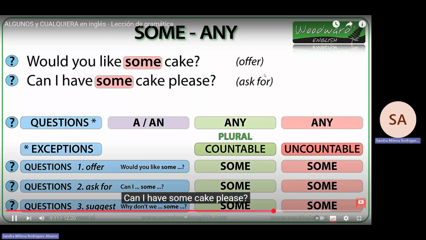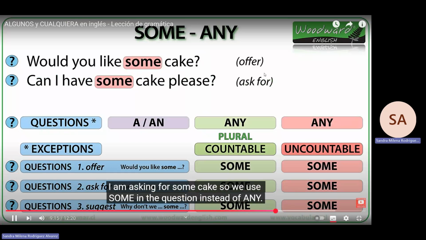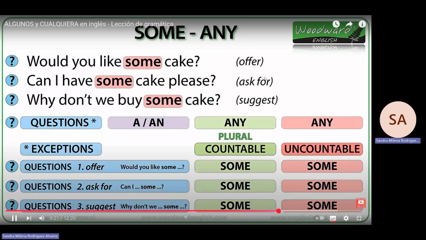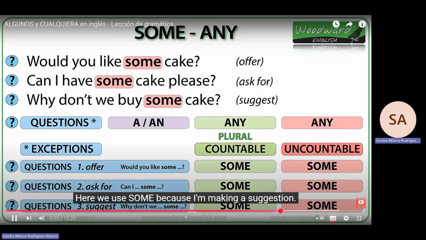Can I have some cake, please? I'm asking for some cake, so we use some in the question instead of any. Why don't we buy some cake? Here we use some because I'm making a suggestion.